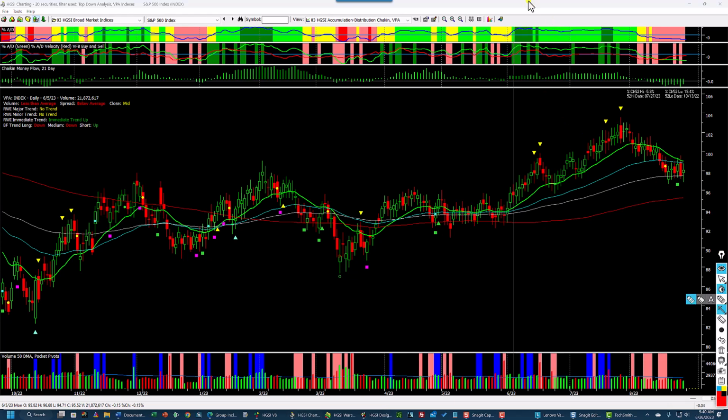Bring my arrow back up so I can point this out. C to B to A accumulation, and it stayed there for quite some time. And then you can see as this percent AD line started going down, the market was going down too. Now the fan is still up on this, so this market hasn't really totally given up yet.